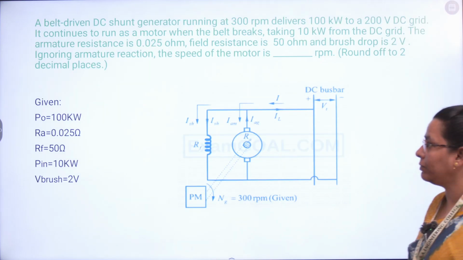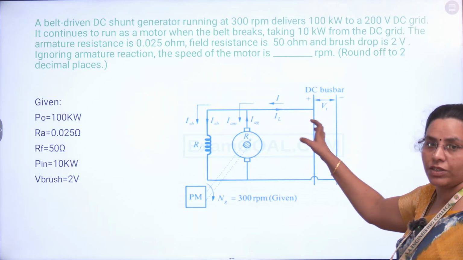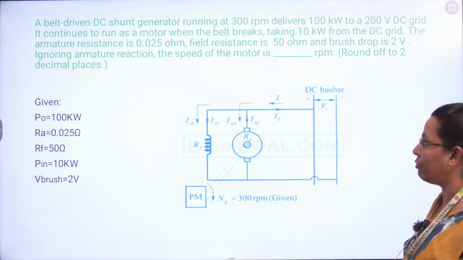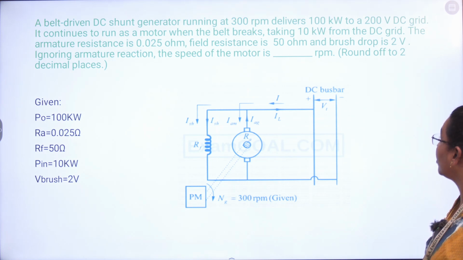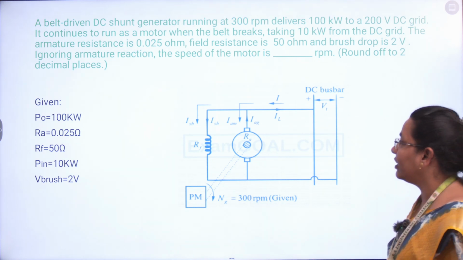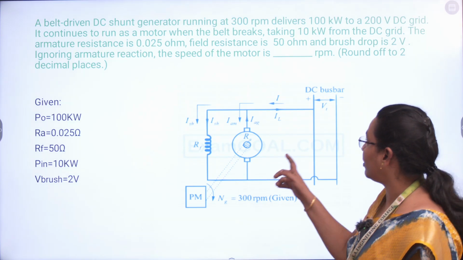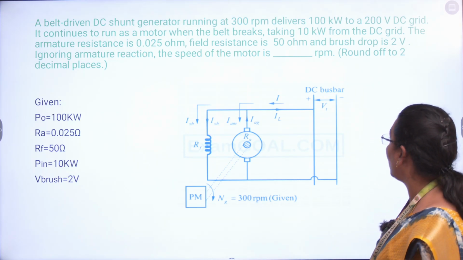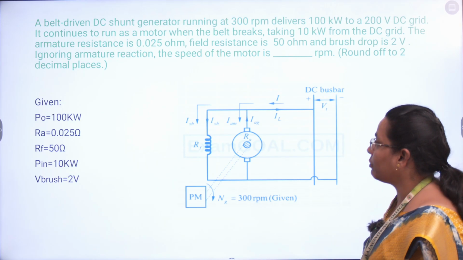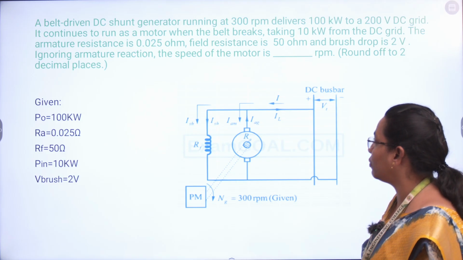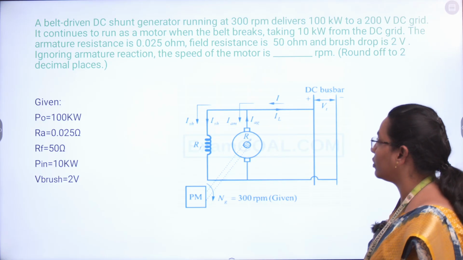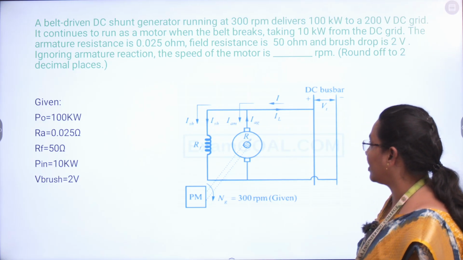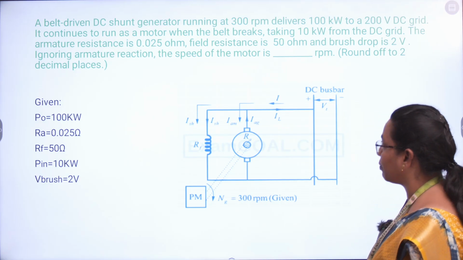And third problem. This problem is related to the generator problem. A belt-driven DC shunt generator running at 300 rpm delivers 100 kilowatt to a 200 volt DC grid. It continues to run as a motor when the belt breaks, taking 10 kilowatt from the DC grid. The armature resistance is 0.02 ohm, field resistance 50 ohm and brush drop is equal to 2 volt. Ignoring armature reaction, the speed of the motor is dash rpm.